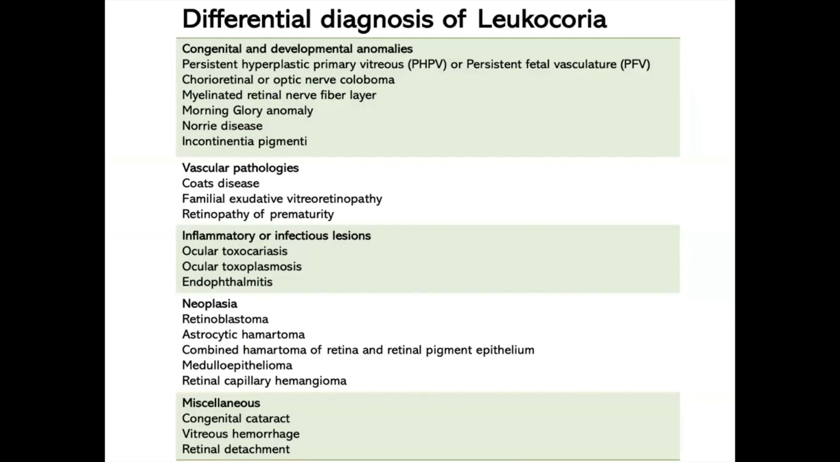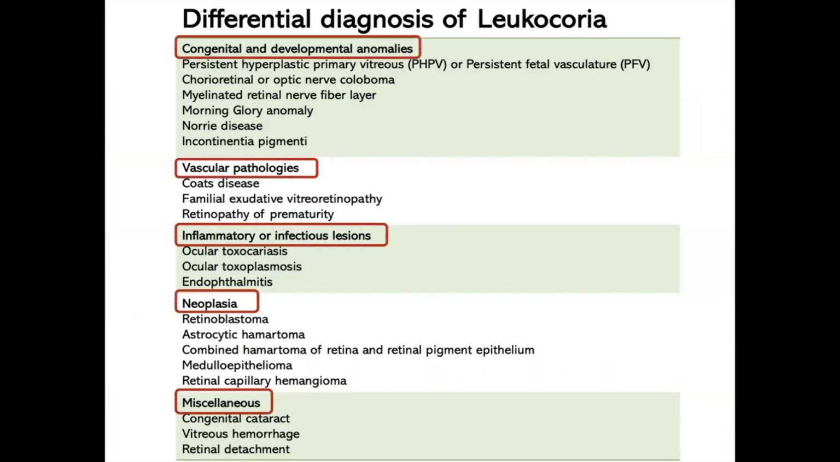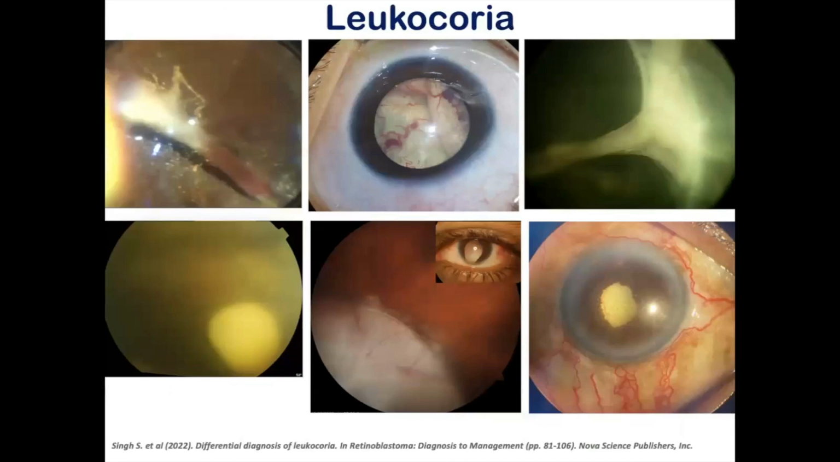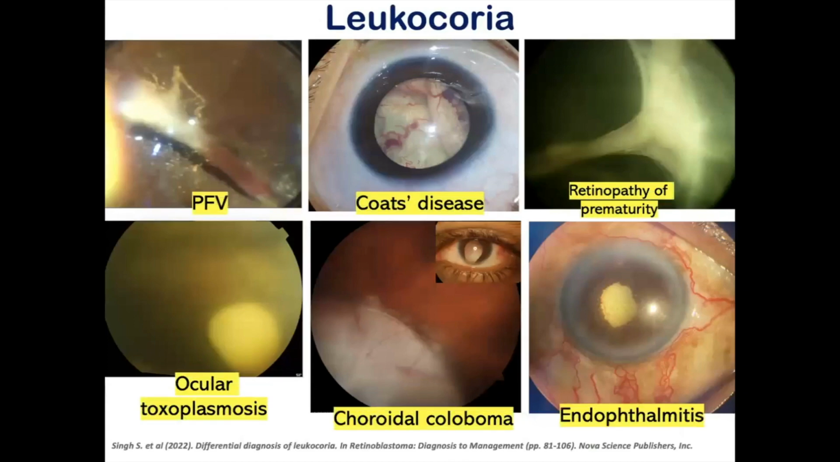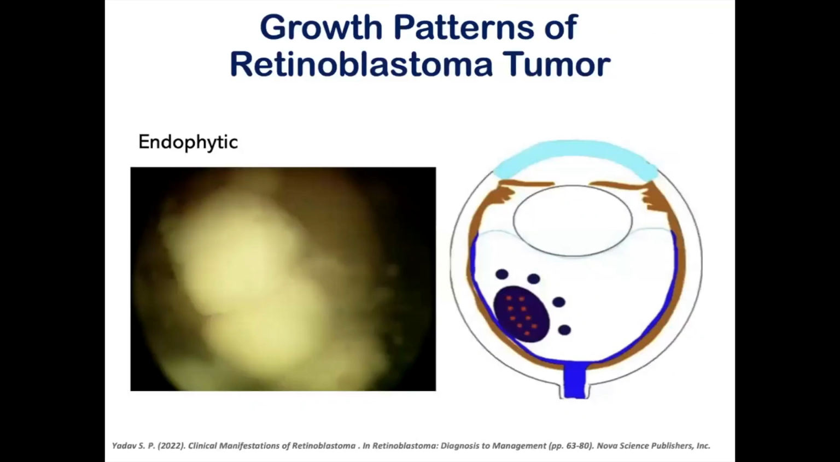It is very important to know about the differential diagnosis of leukocoria. There are a variety of conditions which mimic the white eye reflex. These can be congenital and developmental anomalies, vascular pathologies, inflammatory or infectious diseases, other neoplastic conditions, etc. It's very important to differentiate these from retinoblastoma as the line of management changes drastically for these diseases as against retinoblastoma. For example, persistent fetal vasculature, Coats disease, retinopathy of prematurity, ocular toxoplasmosis, choroidal colobomas, or endophthalmitis are few of the differential diagnoses of leukocoria.